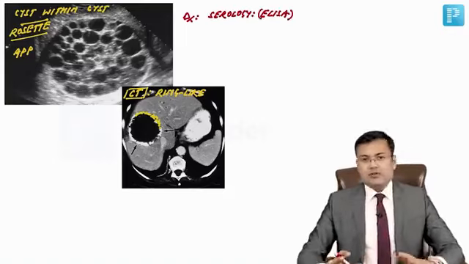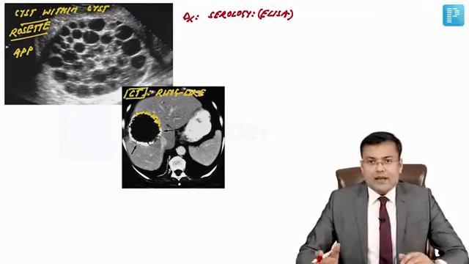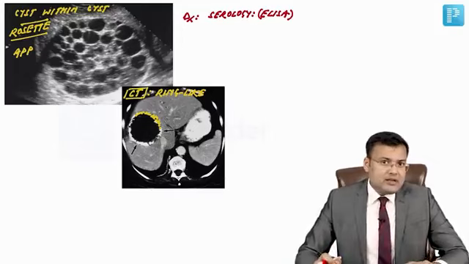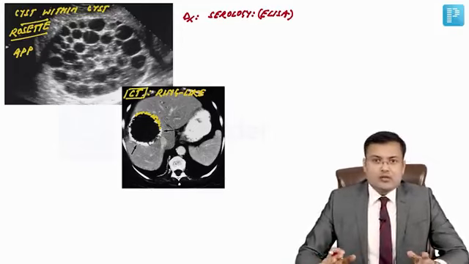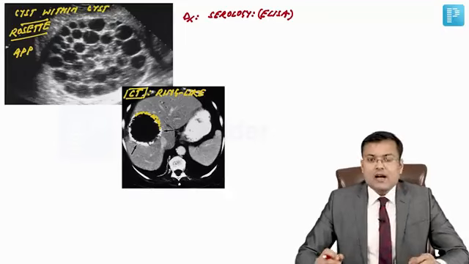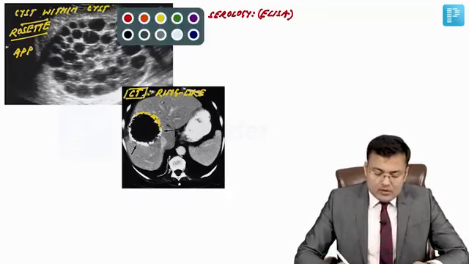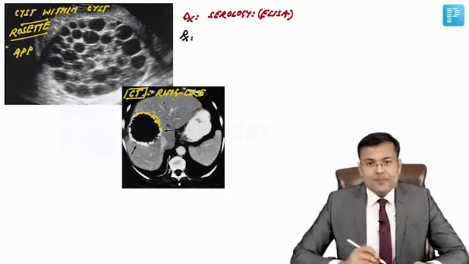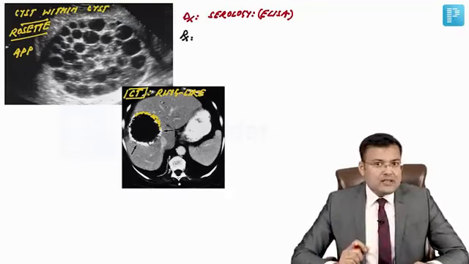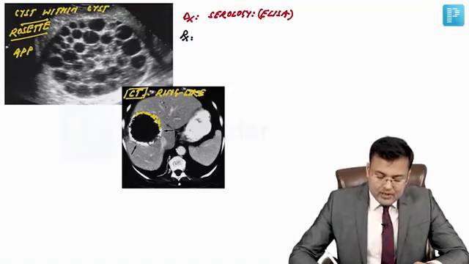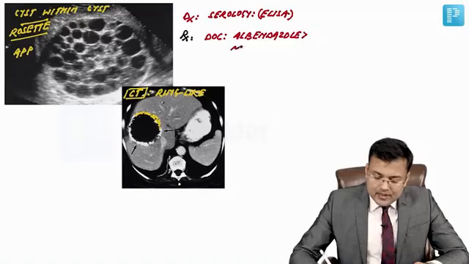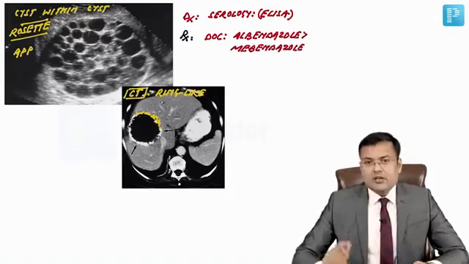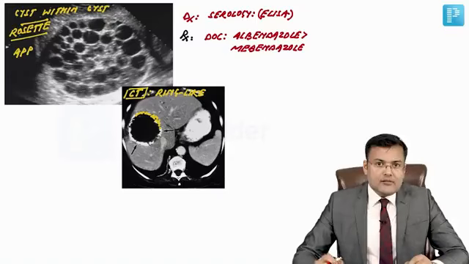There is Casoni's test also, which is done, but it is obsolete. Why? Because it has poor sensitivity and there is risk of anaphylaxis. So Casoni's test for diagnosis of hydatid cyst is obsolete. Now coming to the treatment, drug of choice for perioperative chemoprophylaxis is albendazole. That is albendazole. And what's the alternative? It is mebendazole. This is the drug of choice for perioperative chemoprophylaxis.